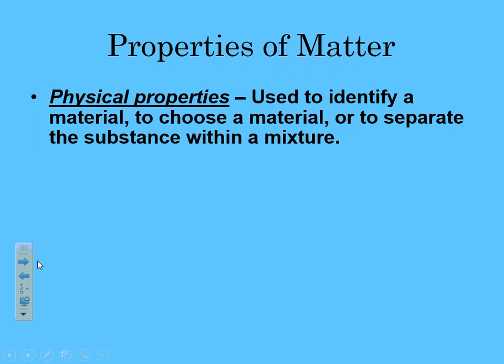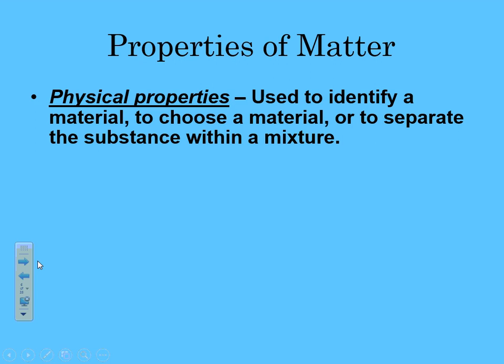Remember, a physical change doesn't change the property of the substance. A chemical change does change the property of the substance. So what we're looking at here is slightly different. We have properties of matter, and it's kind of the same but slightly different. Physical properties are used to identify a material or separate the substance within a mixture.